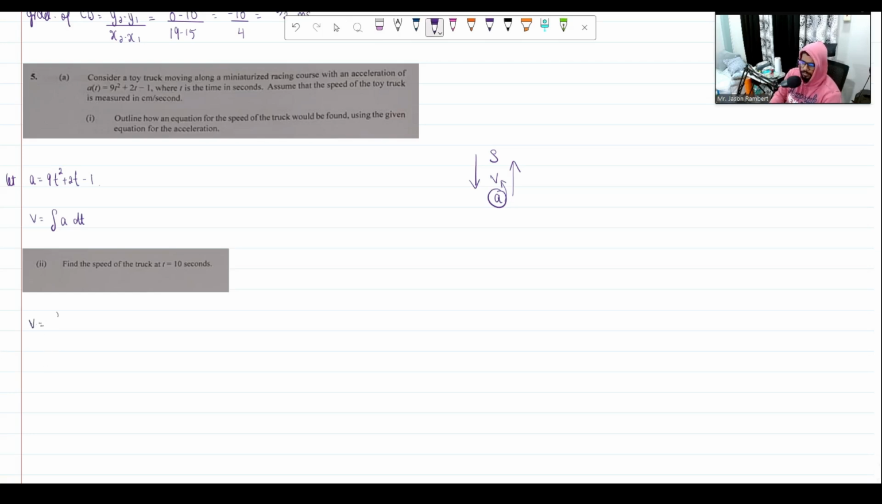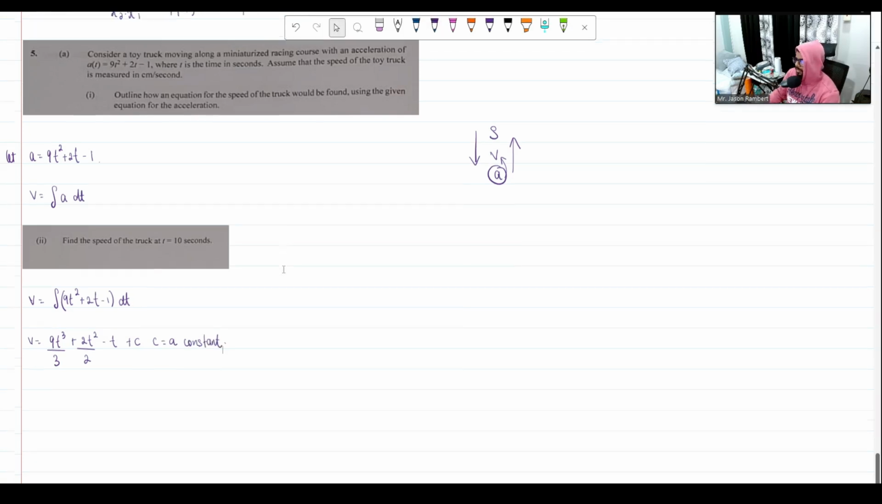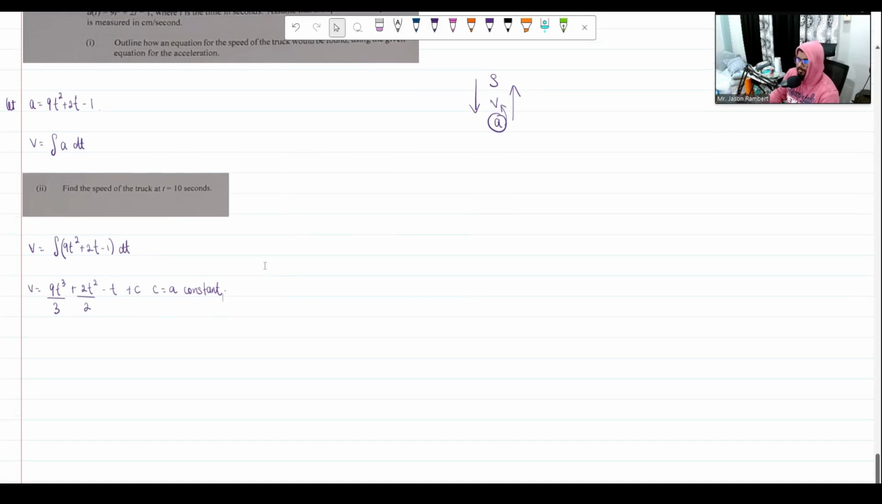V is equal to the integral of 9t squared plus 2t minus 1 with respect to t. V is equal to 9t cubed over 3 plus 2t squared over 2 minus t plus c, where c is a constant. Now, they only gave us the time, but we need to calculate c. So they need to give us another piece of information in order to calculate this constant c.